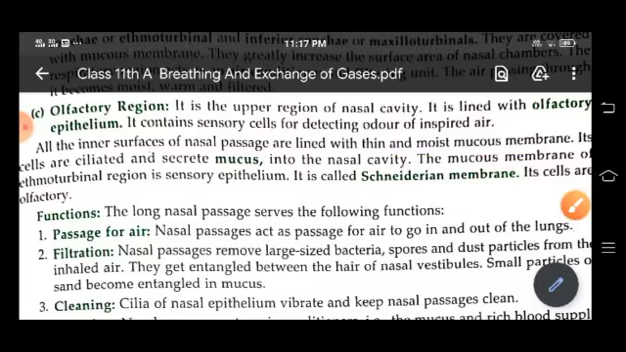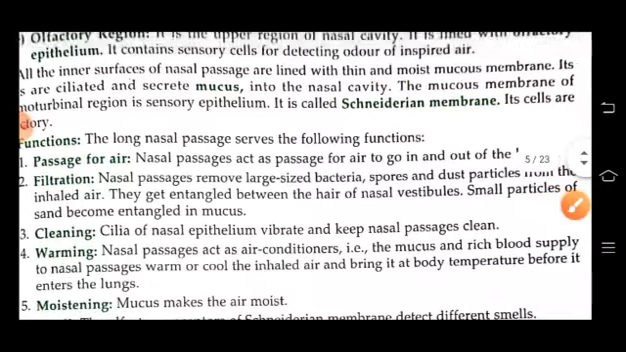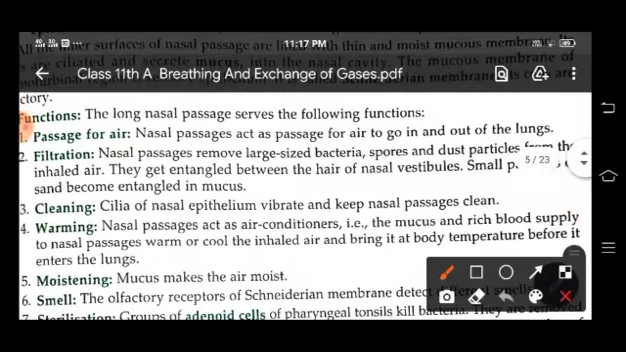So let's come to the functions of the nasal passage. Now this nasal passage is the passage for air through which air goes in and out of the lungs. It also helps in filtration because it removes large-size bacteria, spores and dust particles from the inhaled air. Now it also does the cleaning process.